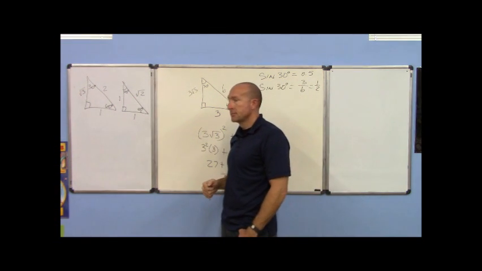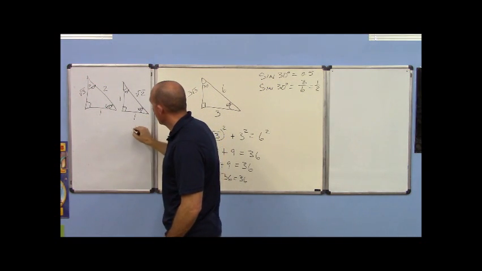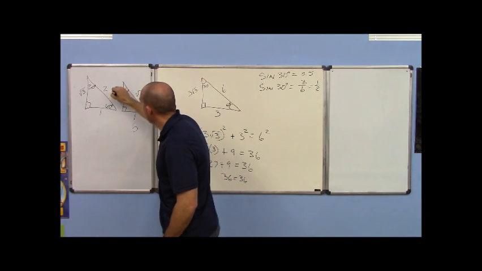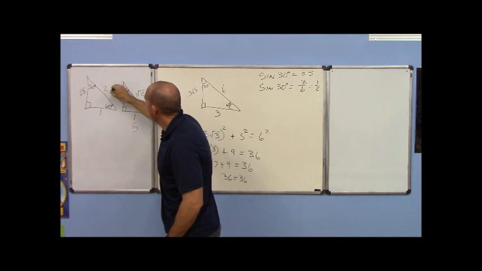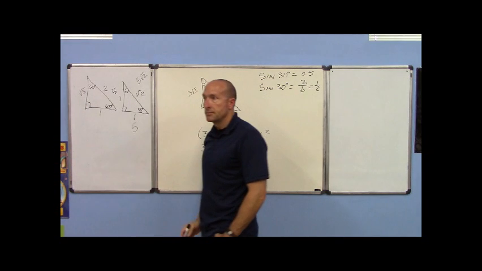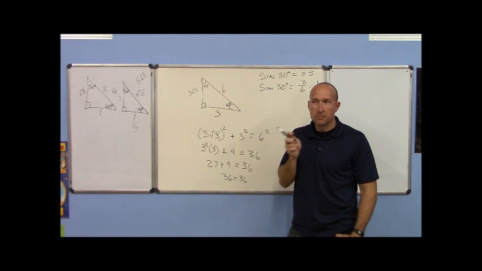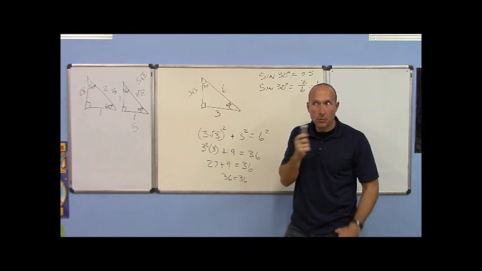Likewise, if this length is 5, this length would be 5, and the hypotenuse would be 5 times the square root of 2. Does that make sense, or does anybody not understand? Now's the time to ask questions. Cool.